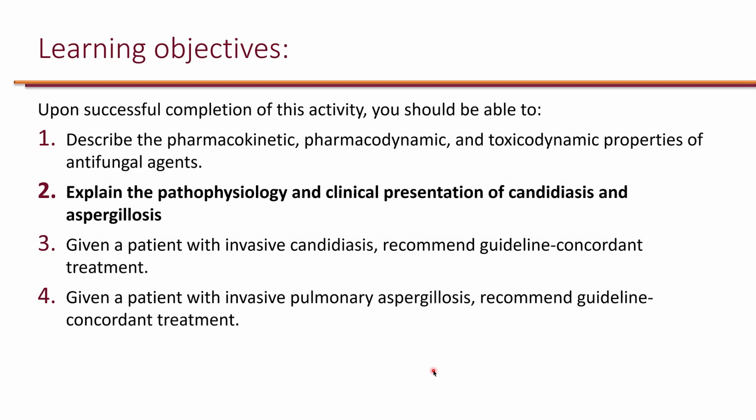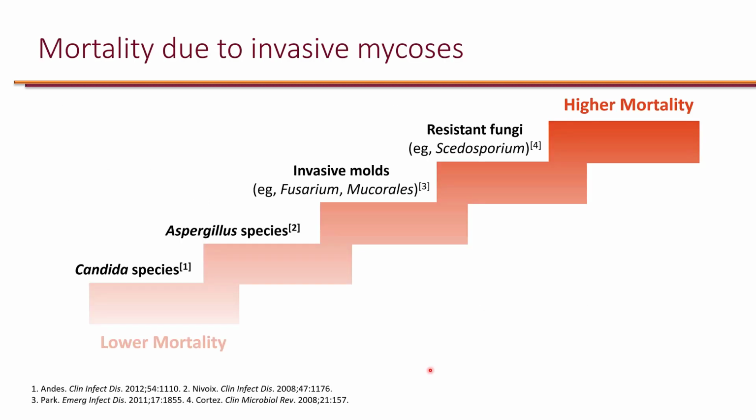We described the pharmacokinetic, pharmacodynamic, and toxicodynamic properties of antifungal agents. Now let's explain the pathophysiology and clinical presentation of candidiasis and aspergillosis. Now let's take a look at mortality due to invasive mycoses. Candida species typically cause the least amount of mortality, but still pretty significant. So 10 to 20% mortality rate in invasive candidiasis.